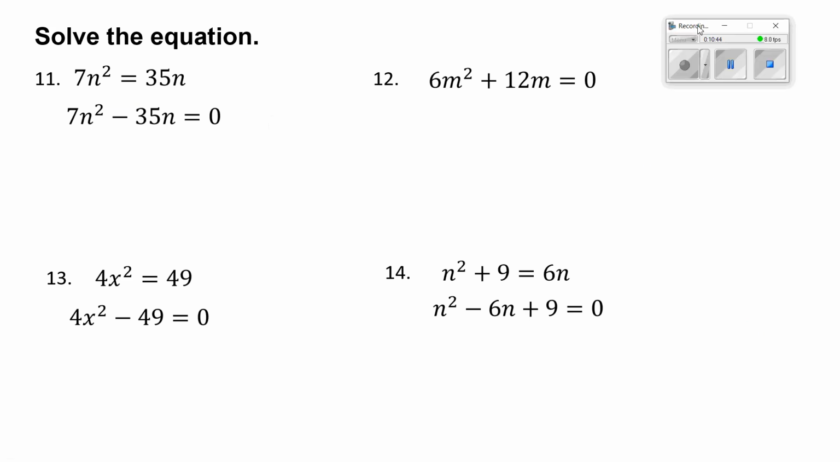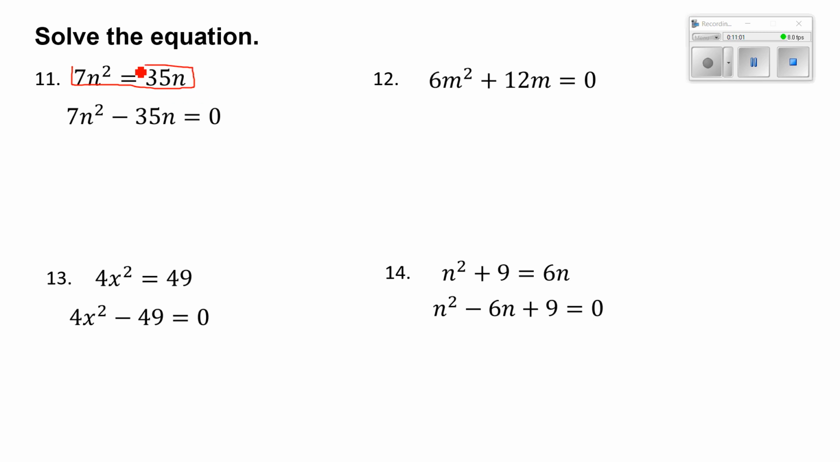All right, let's move on. Next, we've got solve the equation. They're looking for us to solve this. If I'm looking to solve this one right off the bat, I have to set it equal to 0, right? What they did here is a step they left out. Actually, they added a step over here. This was the actual question right here. So what they did was subtract 35n from both sides.